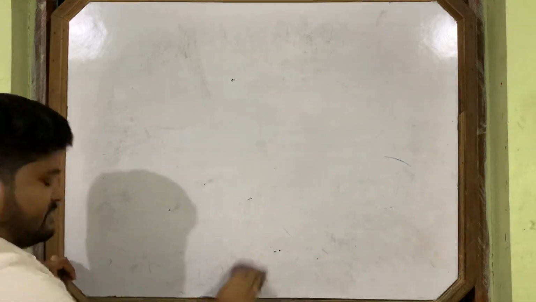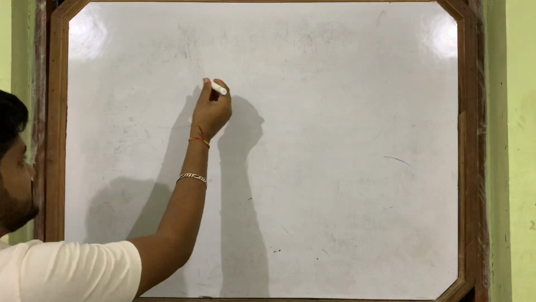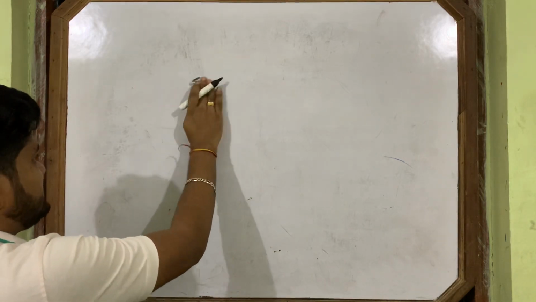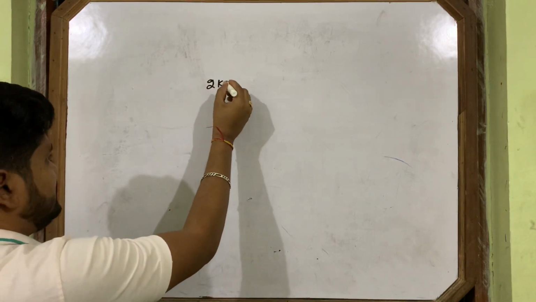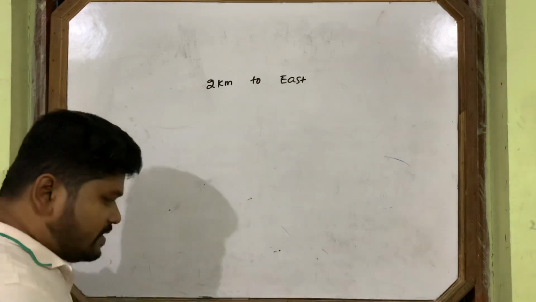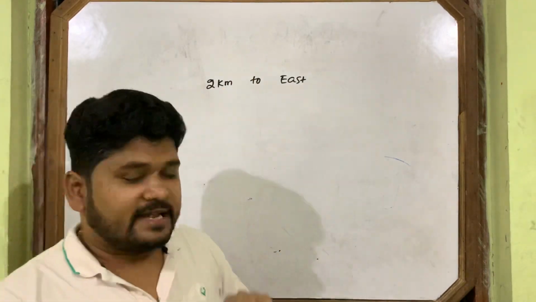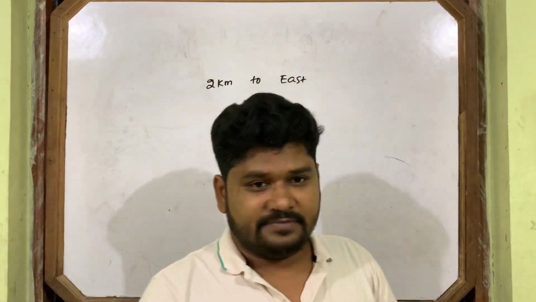So let's write a vector. Suppose one vector is 2 kilometer to east. It is a vector quantity because magnitude is there, 2 kilometer, and east direction is there, so it's a vector quantity.